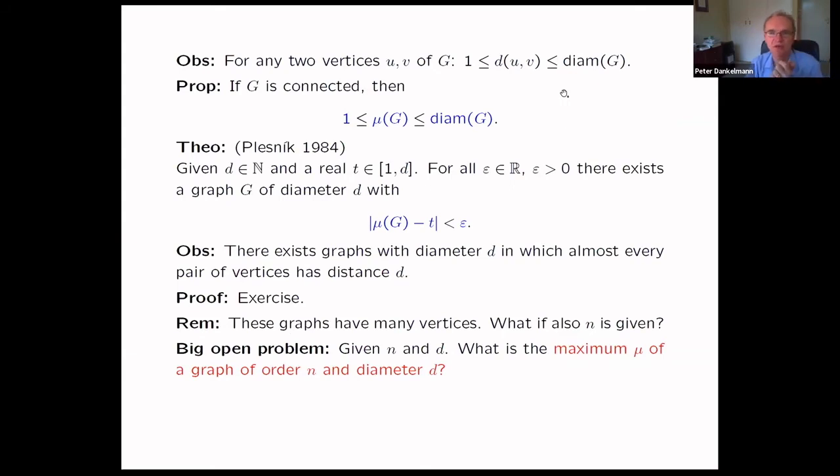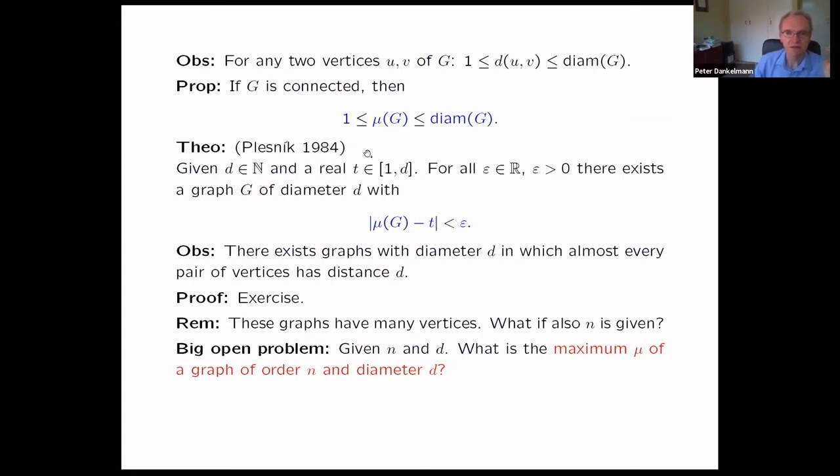Okay, so there's one more thing that I was quite keen to mention, and that's because I want to mention also some of the big problems here. The distance between any 2 vertices in a graph can be any number between 1 and the diameter, the largest distance. So if I know the diameter of a graph, then I can immediately say that the average distance of a graph G is less or equal to the diameter. Well, it's clear. The average of all distances is less or equal to the largest of all distances. And of course, the average distance is at least 1.